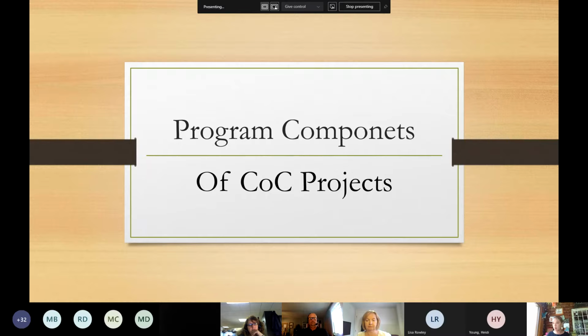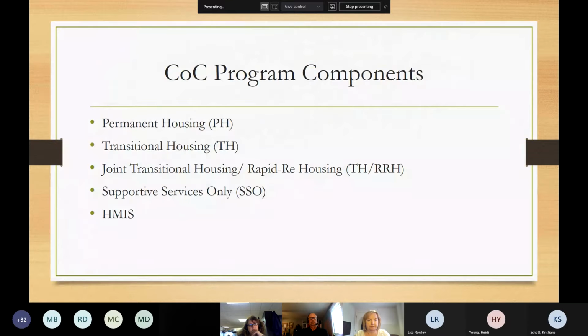So we are going to begin with program components of continuum of care projects. So what are continuum of care projects?